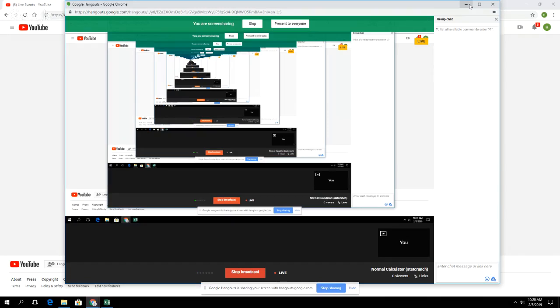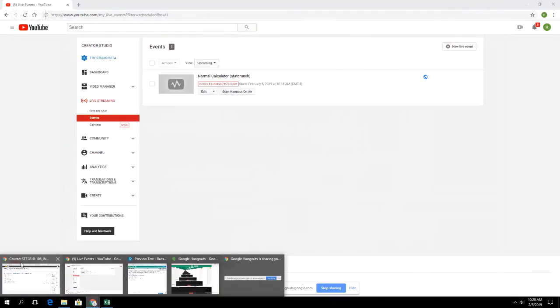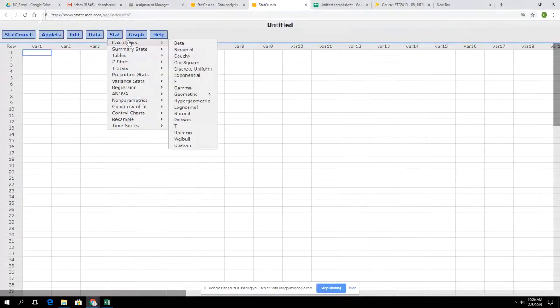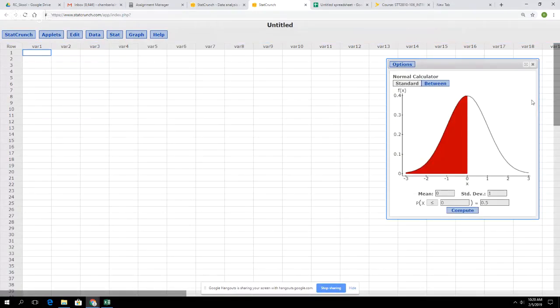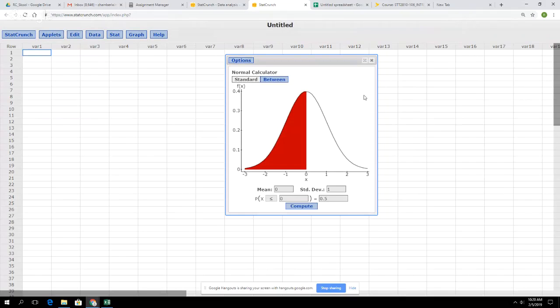I'm going to be talking a little bit about using the normal calculator in StatCrunch. So I'm going to pop that right open, Stat, Calculators, Normal. There we are. So let's just talk about the options we have for this thing right now. I've got it in standard mode, right? Note that this is always giving you the area below the number you put in here.